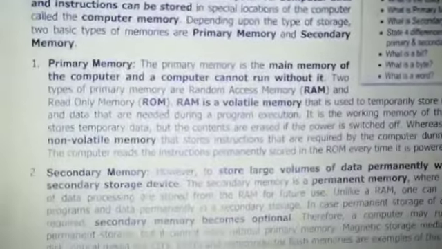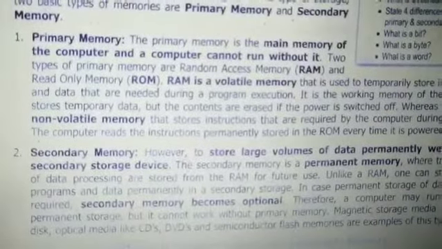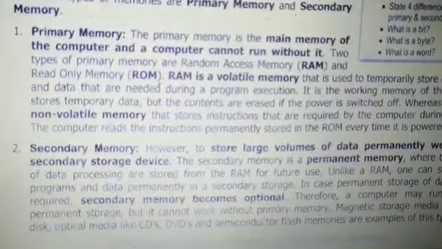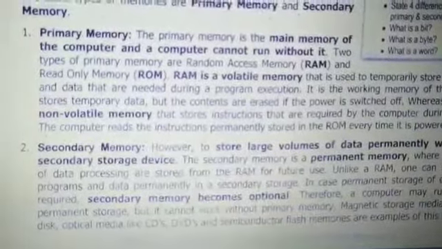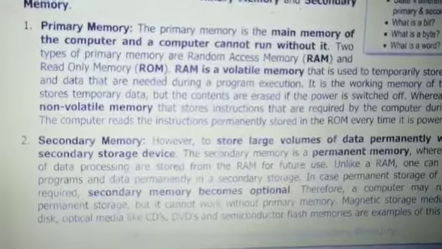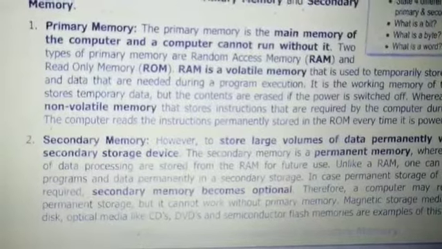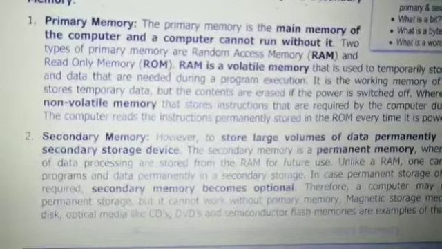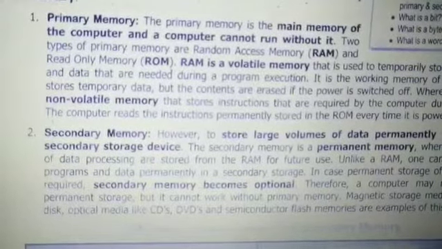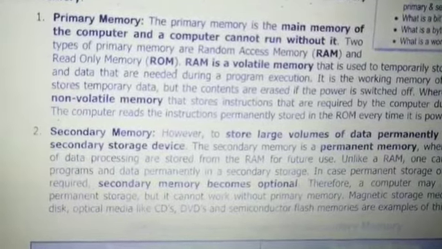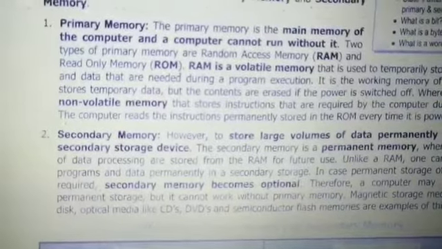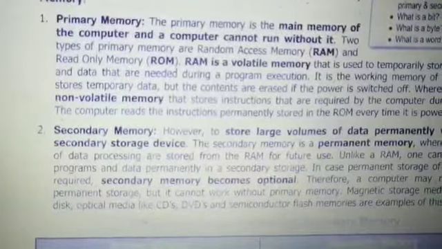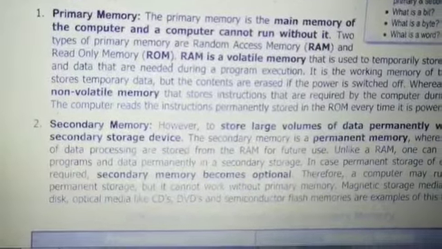Now we will explain the primary memory. The primary memory is actually called the main memory of the computer. Why is it called the main memory? Because the computer cannot run without it. Two types of main memory are available in a computer. One is RAM, that is called random access memory. Another one is ROM. I will explain these two in detail later in the lecture sessions.